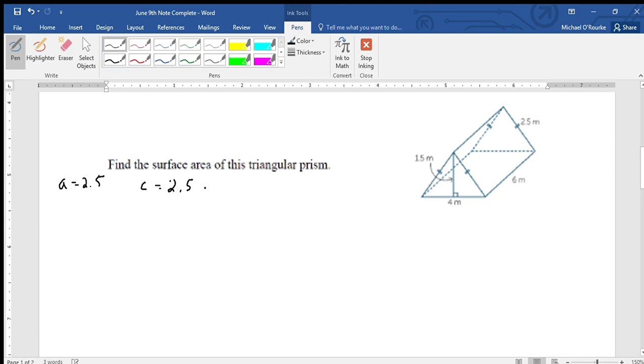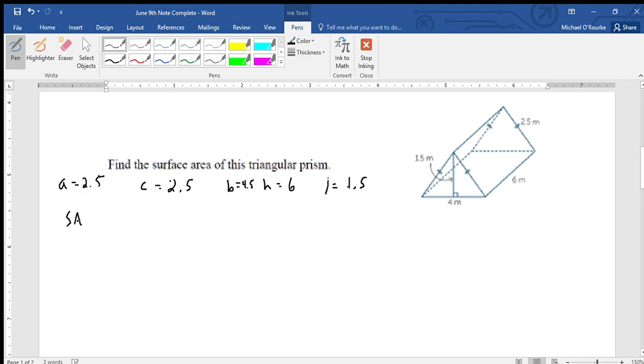Both 2.5. Then, what do I have left? I have H, well, that's a B, H, and L. L is actually the height here, which is 1.5. B is the base, which is 4.5. And height is the length of it, which is 6. So now I have all my letters that I need for my formula.